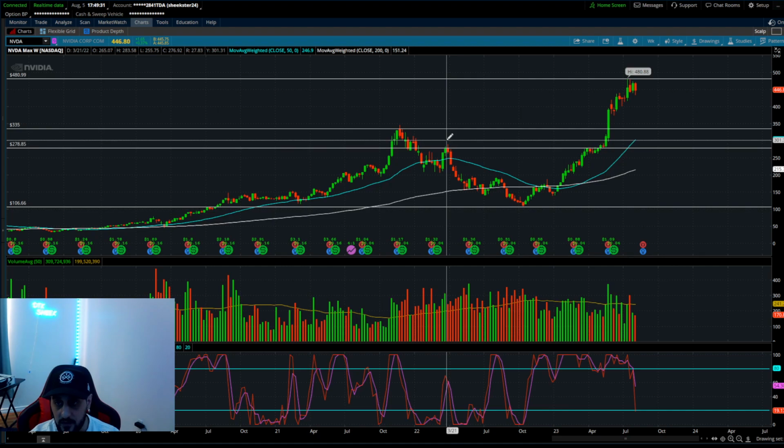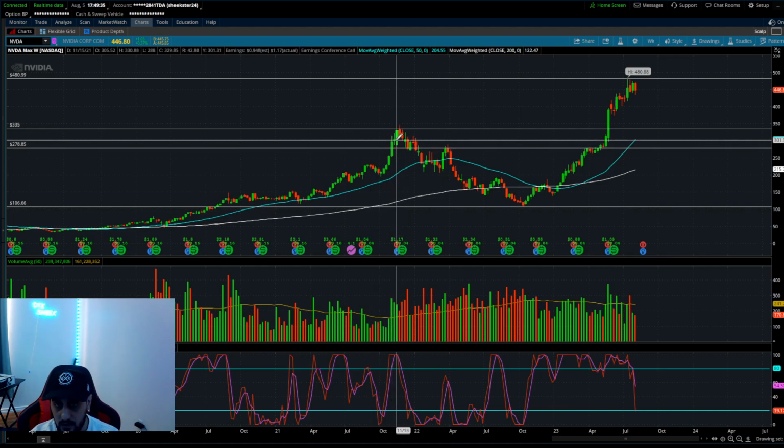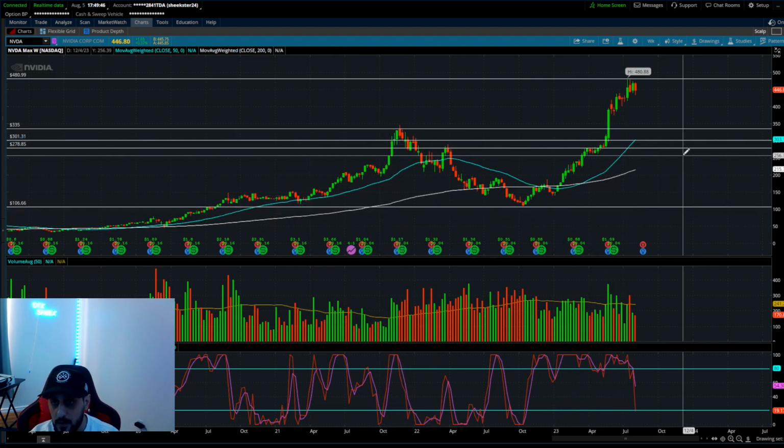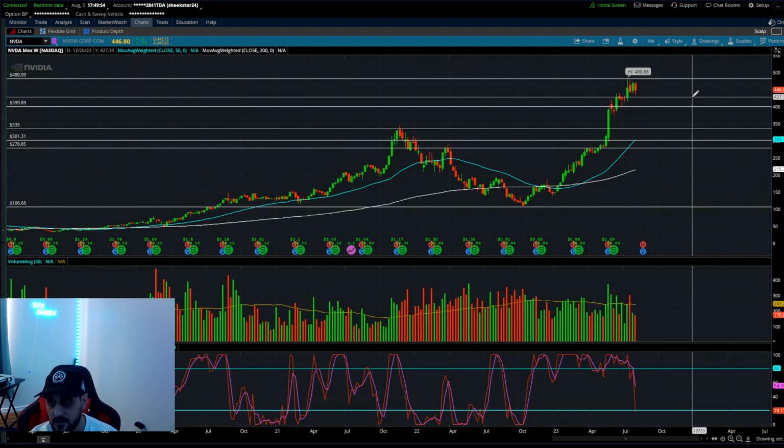Now, this is another level to look at, this 300. It's a psychological level, but as you can see, we have 1, 2, 3, 4, like 7 weeks of candles here. Whether they use it as resistance or support at one point, this is a nice level right here. We can use this level right here, 400, another psychological, obviously, round number.